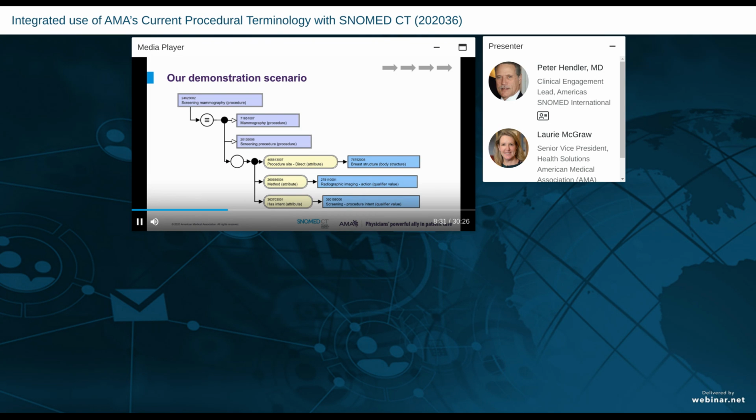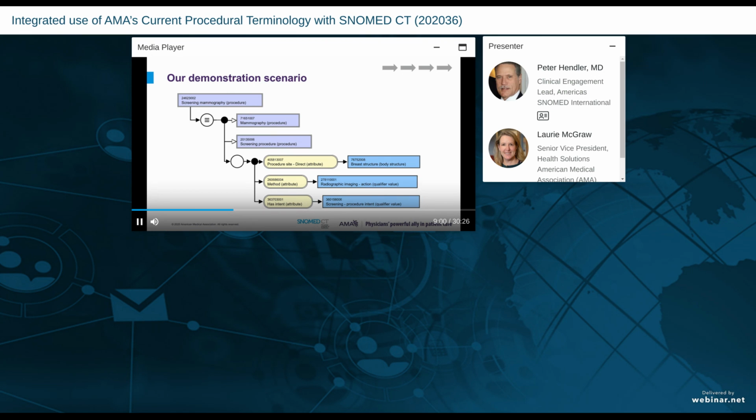In this slide, we're looking at the structure of screening mammography. It reiterates the most important distinction between SNOMED and other code systems. SNOMED is not just a list of words and codes. It's a logical structure of meaningful relationships. We can see roles here of procedure site, method, and has intent used in its formal logical definition.